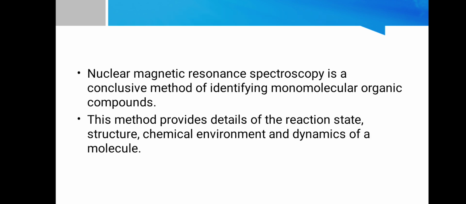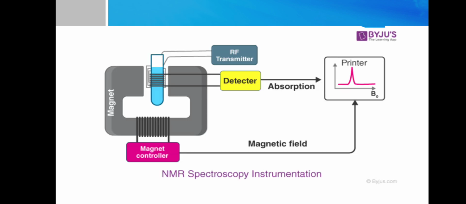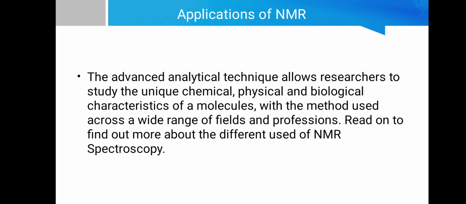Nuclear magnetic resonance spectroscopy is a conclusive method of identifying monomolecular organic compounds. This method provides the details of the reaction state, structure, chemical environment, and dynamics of a molecule. So this is actually recalling the NMR spectroscopy instrumentation. So in the last we will talk about the applications of NMR and the software used.